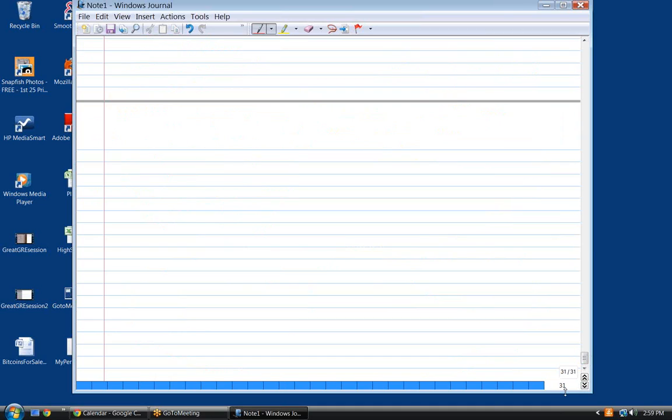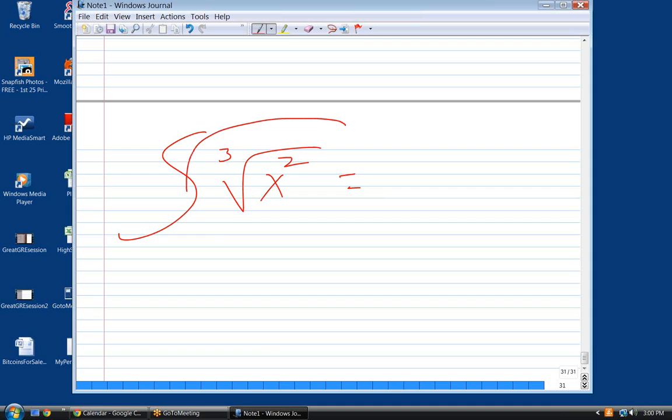Just to give you a couple more problems here. I'm just going to give you one or two more. How would we do this one? The cube root of x squared. Whenever you see a radical sign, get rid of the radical sign. In other words, turn this into a function with just an exponent.